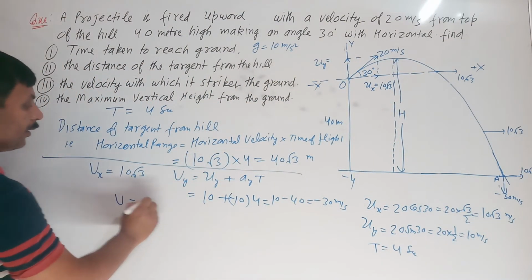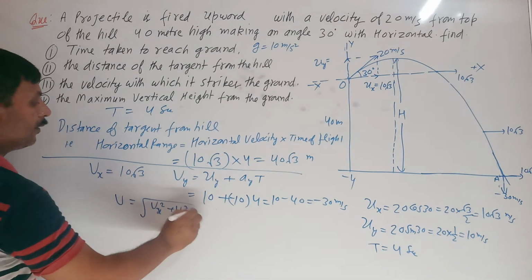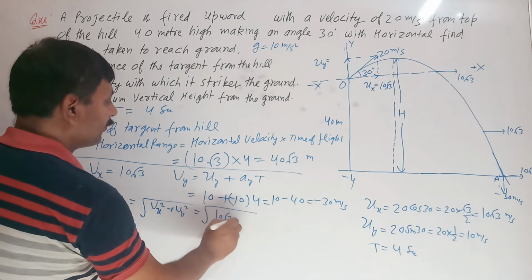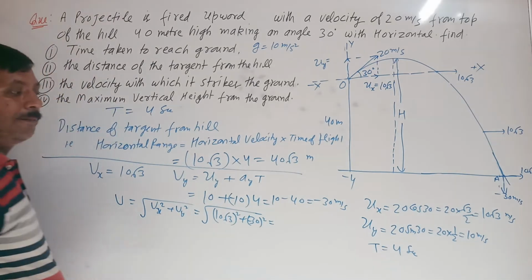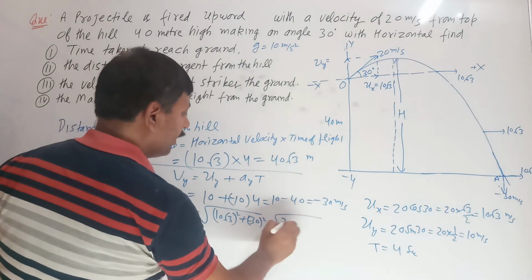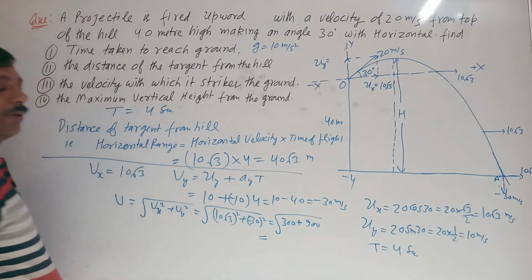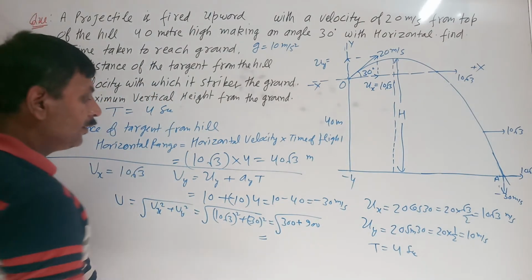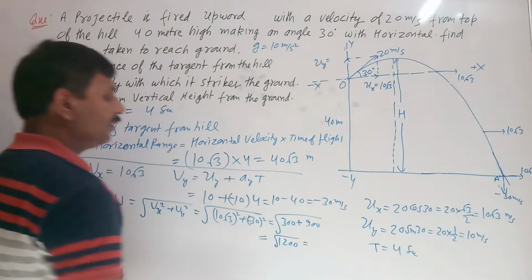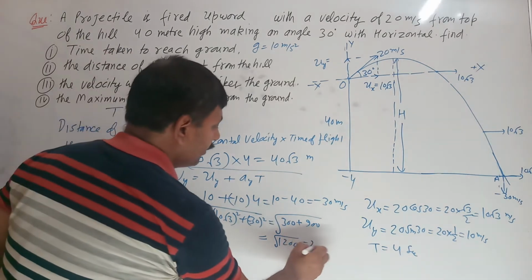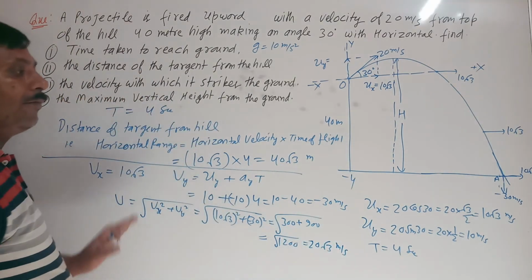What will be v? V is equal to the square root of vx square plus vy square. So 10 root 3 square plus 30 square will come 300 plus 900, that is 1200. So that is 20 root 3. 20 root 3 meter per second will be the velocity.